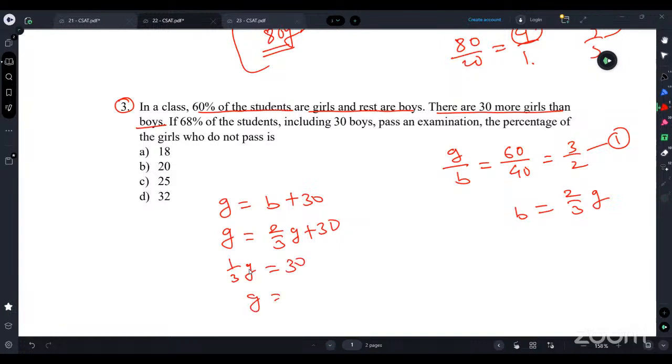The number of girls is 90, right? If the number of girls is 90, what will be the number of boys? It will be 90 minus 30, so boys will be 60. So how many students do you have in total? It will be 90 plus 60, so you have a total of 150 students.